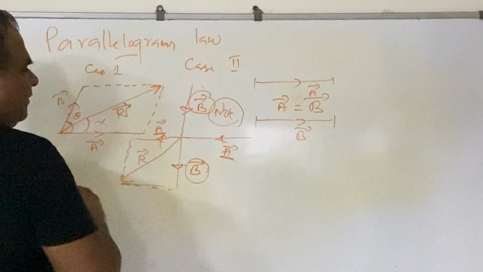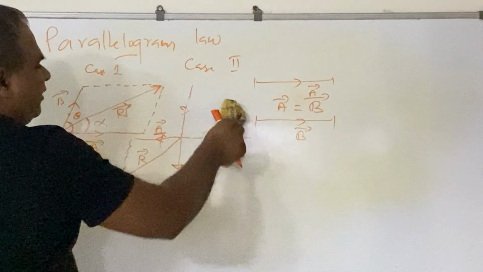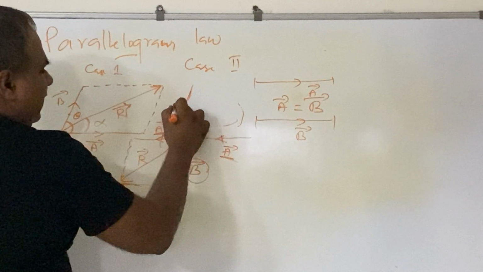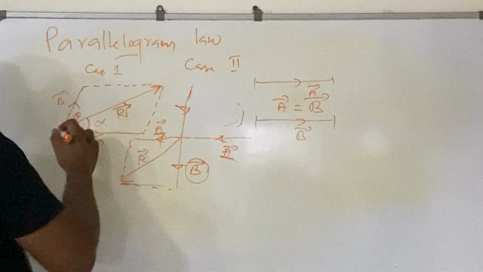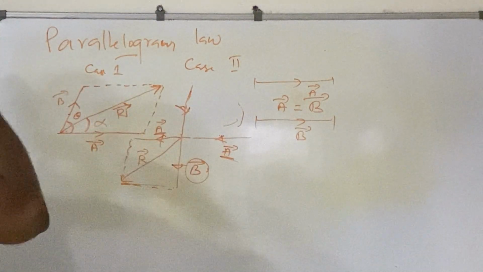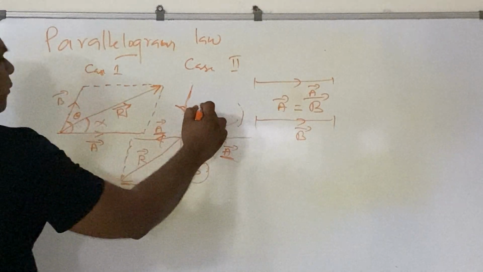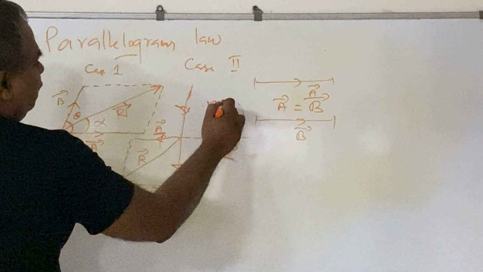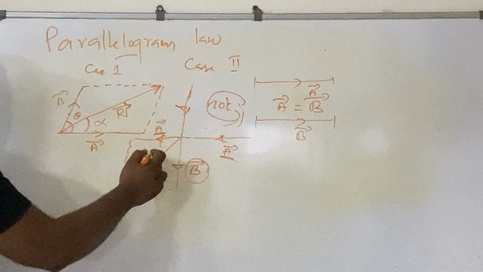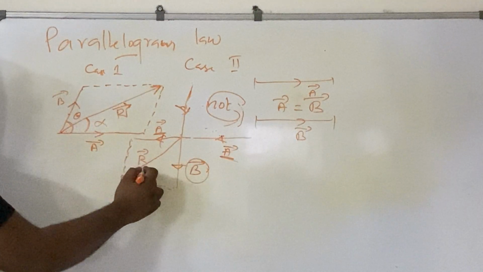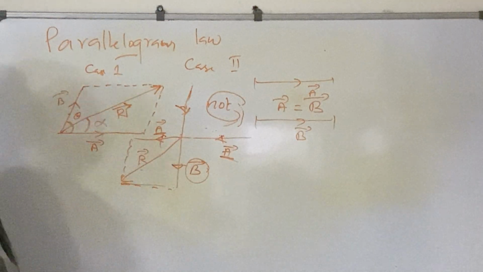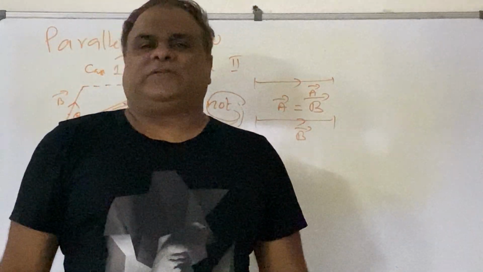Here the problem is, here you cannot construct the parallelogram. In this way you cannot, but here it's easy. That's why you are moving the vectors like this. Here it is not possible to construct the parallelogram. Here you can construct, and this is the diagonal. So these two cases you understood.